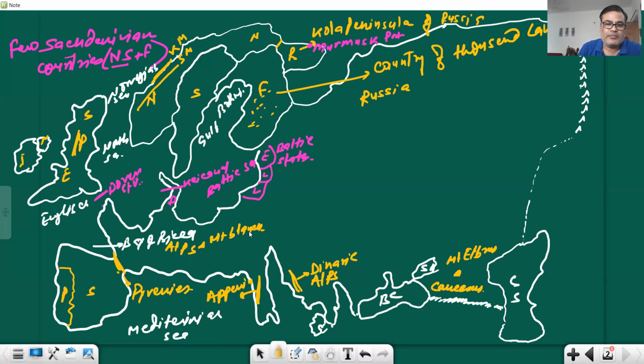Here there is a mountain range and its name is Carpathian. It has a horseshoe shape. And in this Carpathian, you know, there is the plain of Hungary. Hungary plain. All right.